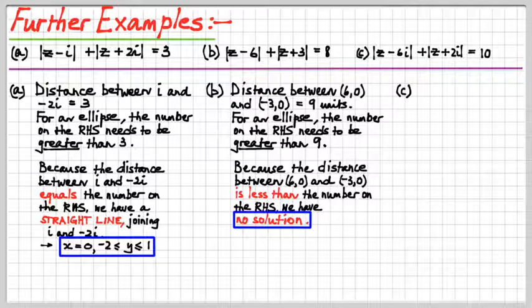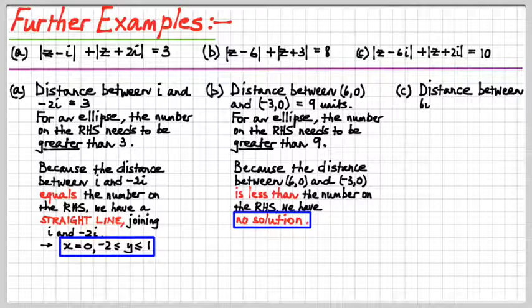Now this one here, the distance of z from 6i plus the distance from negative 2i, which is 8 units apart, is equal to 10. And 10 is more than the 8 units, therefore that is an ellipse.